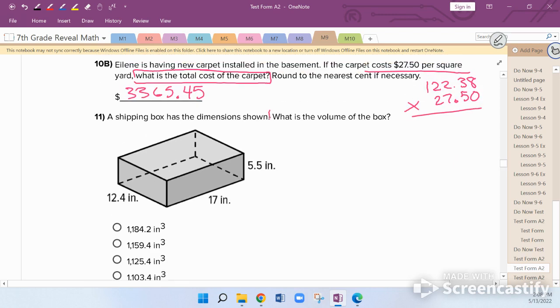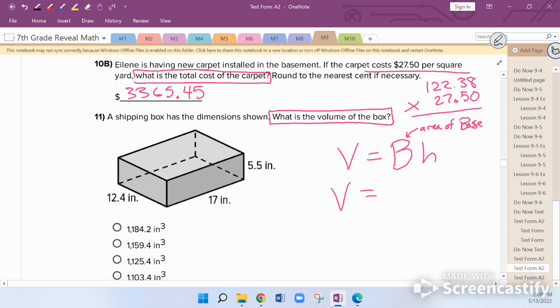All right, so we're on to the next one. We're saying, what is the volume of the box? And we know that volume formula on our reference sheet, volume equals capital BH, and we know that capital B is the area of the base of the prism. Since it's a rectangular prism, we're going to replace big B with LW.